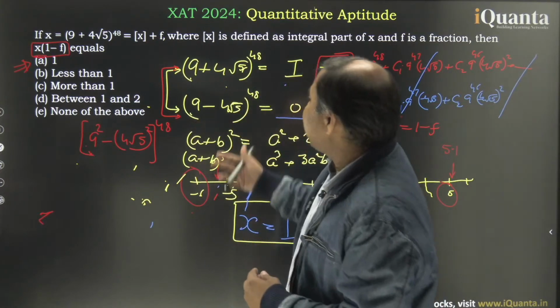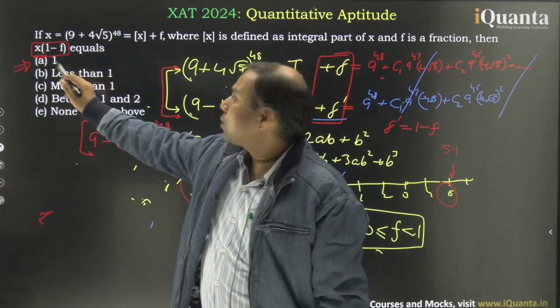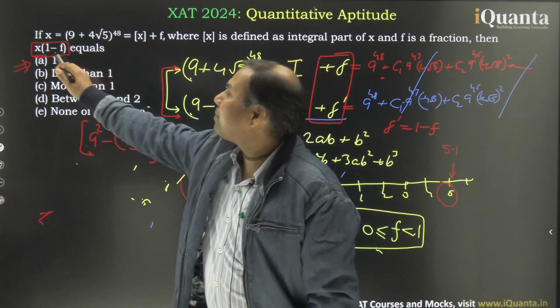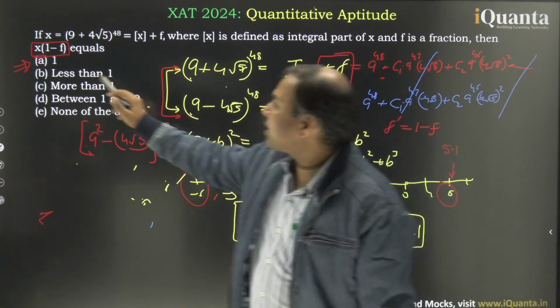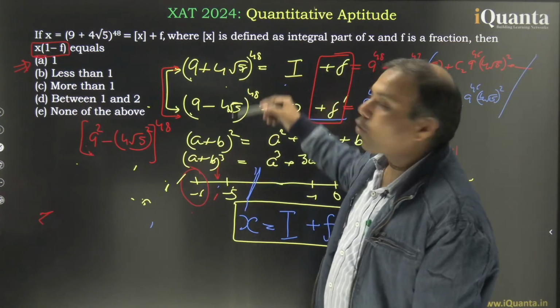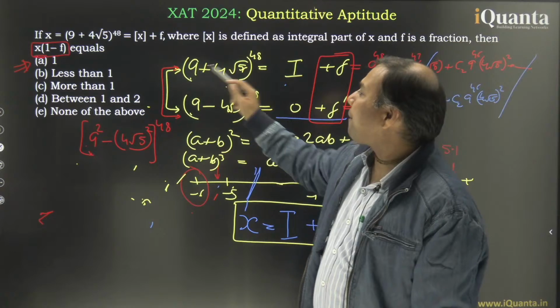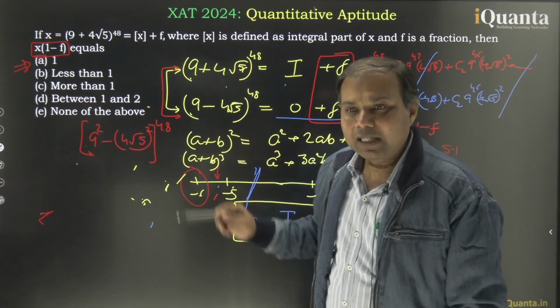In the last we have just multiplied these two terms because we are to find x times 1 minus f. So x was this given number and 1 minus f is nothing but its conjugate pair. So basically the question is asking about the product of these two conjugate numbers. And this is a plus b, a minus b. You can simply use the identity a square minus b square. That's what we have done.